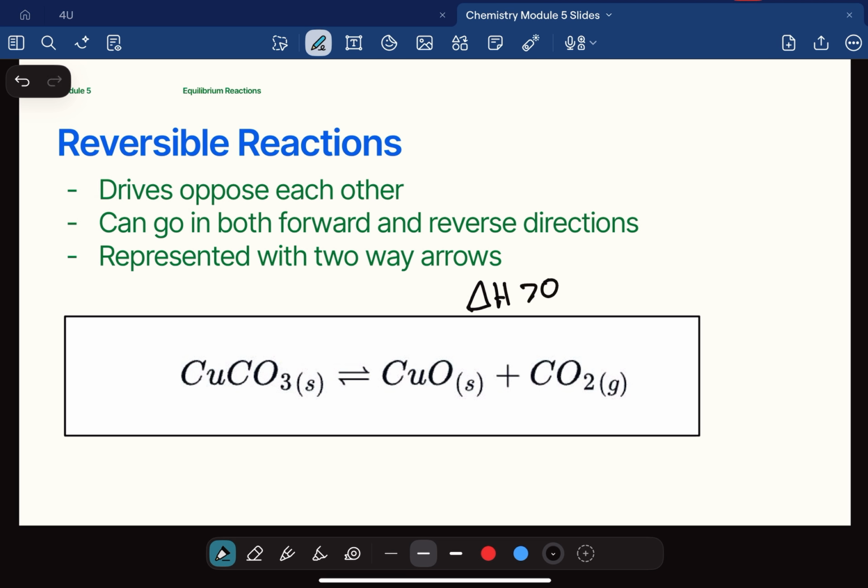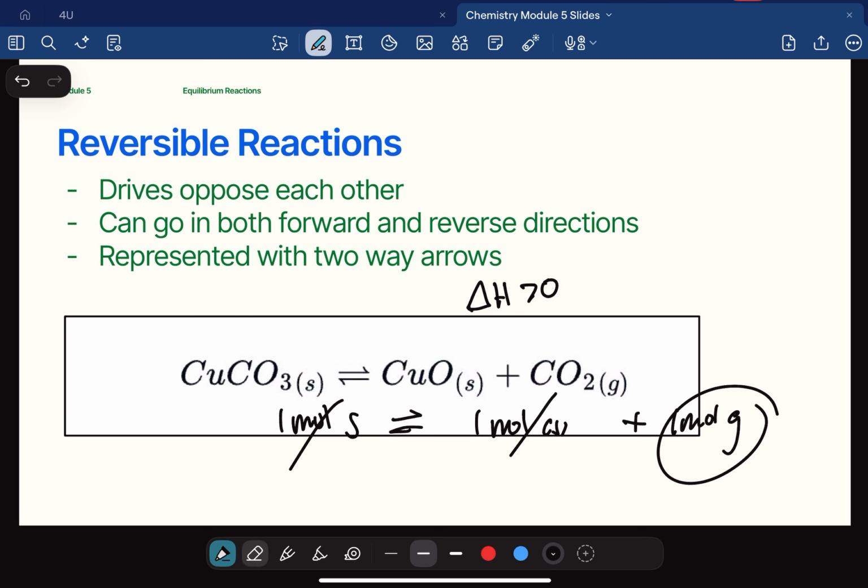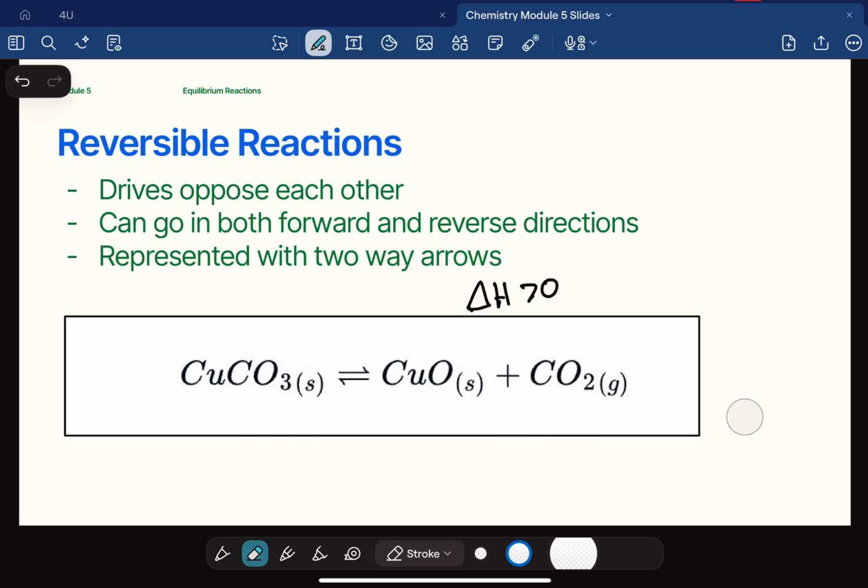Yeah, because you need heat to decompose this thing. However, the entropy drive is positive because you see 1 mole of solid converted to 1 mole of solid plus 1 mole of gas. If you cancel these out, you have 1 mole of gas. And you know gases are the most disordered, so it is an increase in entropy.